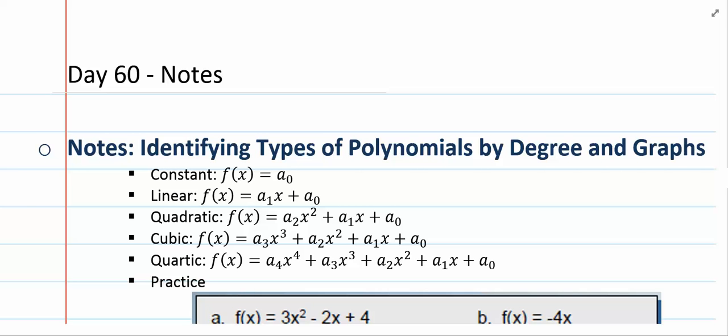Day 60 Notes, Advanced Algebra 2. Today we continue our discussion identifying types of polynomials by degree and by their graphs. Today we're going to look at these 5 different types of polynomials, and we'll talk about using special names or specific names for these types of polynomials.